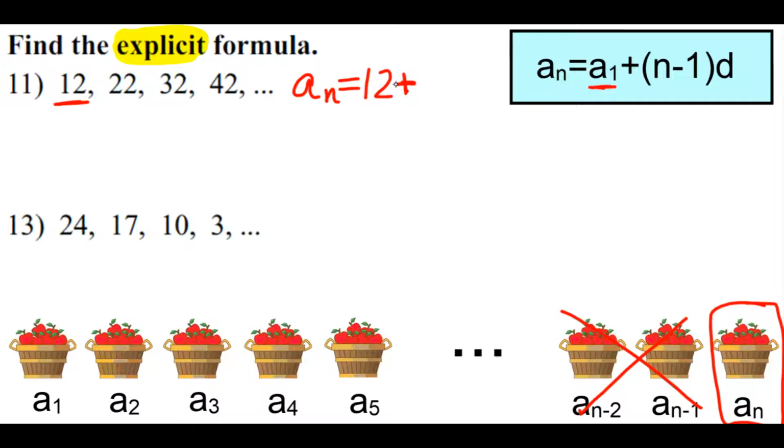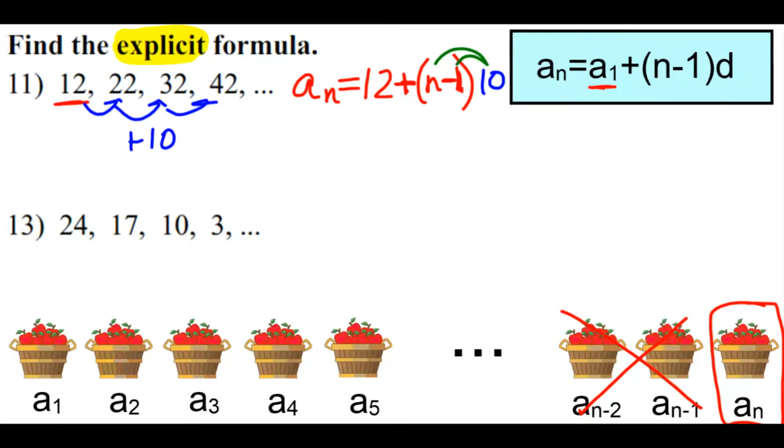Now, we don't know what n is. N could be 100, it could be 200, so we're just going to leave it alone as n in our formula. So n minus 1. And then the d number, we know about the d number, it's just how do we get to the next number? Plus 10, plus 10, plus 10. So that d number over here is 10. So we actually have our explicit formula already built. The rest of this is just we're going to simplify.